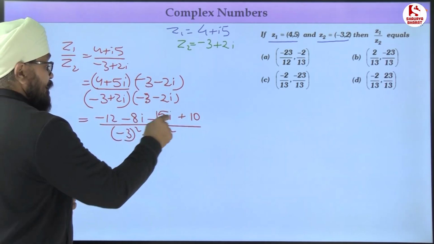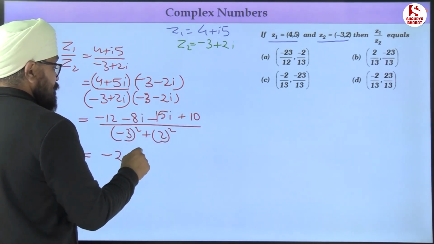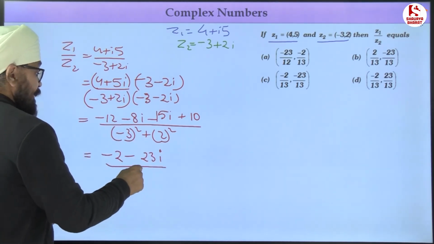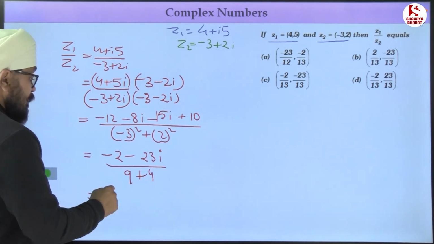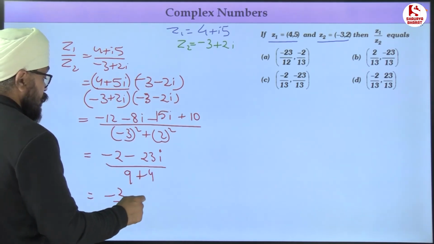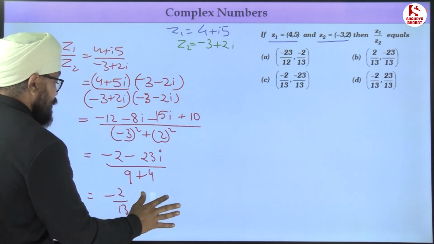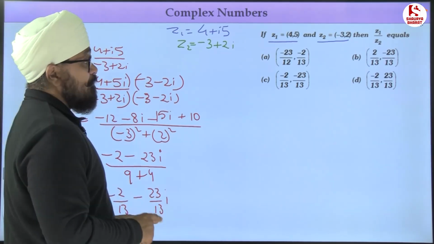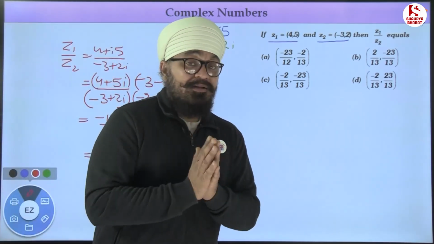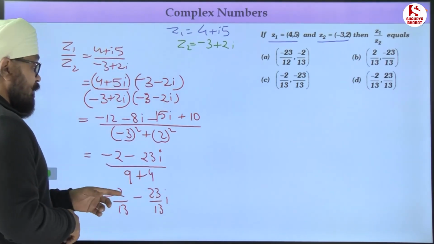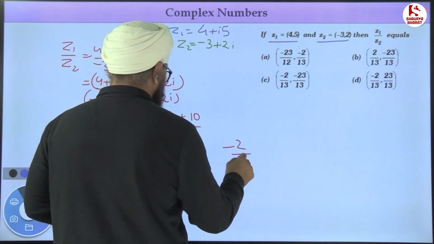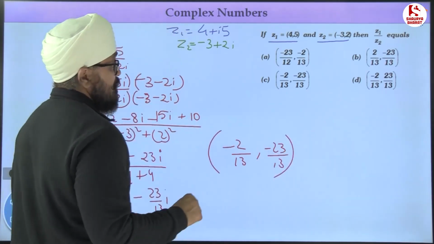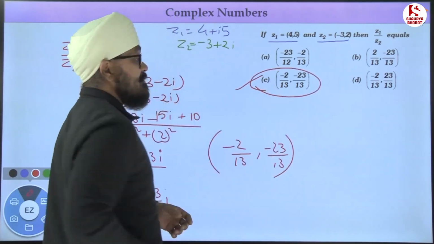So you can see that here we are getting minus 2. This becomes minus 23 iota. In the denominator, we have 9 and 4, which will give you 13. So minus 2 upon 13, comma, first I will write in that form, minus 23 upon 13 iota. This was not asked, because here they are asking in the form of an ordered pair. So the ordered pair that we could write is minus 2 upon 13, comma, minus 23 upon 13, is our answer. Let's search for it. Yes, we got it. Our answer is C.